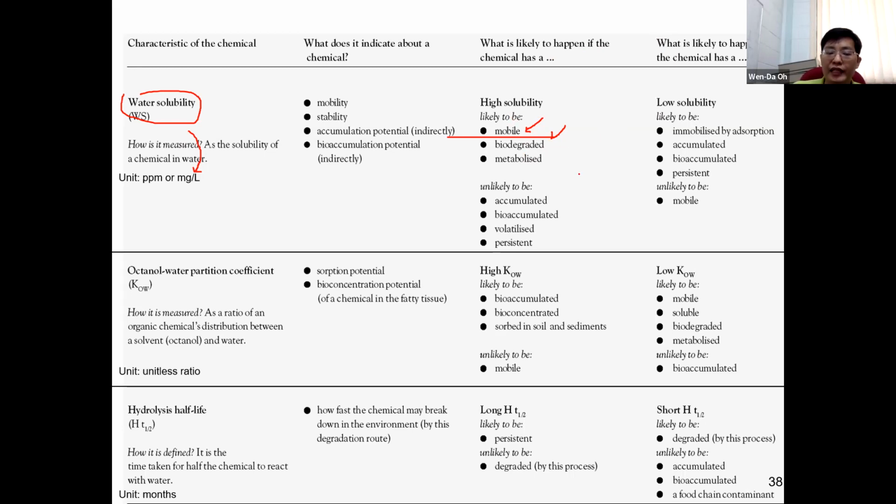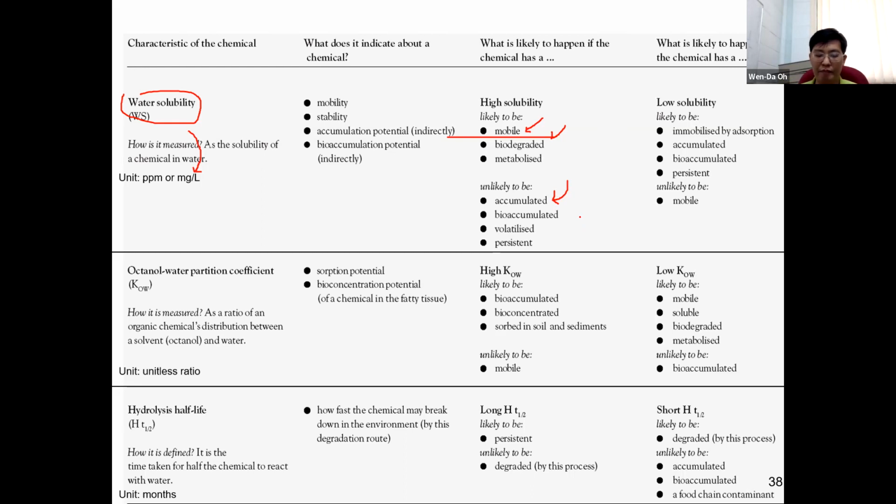Of course, high solubility comes with the advantage of being unlikely to be accumulated. It is unlikely to be bioaccumulated also, okay, because we can release it easily. It is also less likely to be volatilized, and it is not so persistent. Okay, usually if it's very soluble in water, the vapor pressure will be very low, right? Compared to those that are hydrophobic. Those hydrophobic ones, you can see that their vapor pressure is relatively higher. Okay, this is just in general, right?